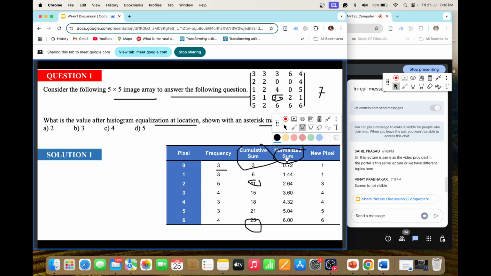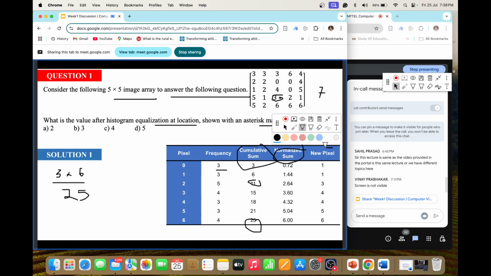So how is this normalized sum calculated? It is the cumulative sum for this pixel, that is 3, into L minus 1, which is common for everything. Total 7 pixel values are there, so 7 minus 1 is 6, divided by the last cumulative sum, that is 25. By that you can compute the normalized sum.